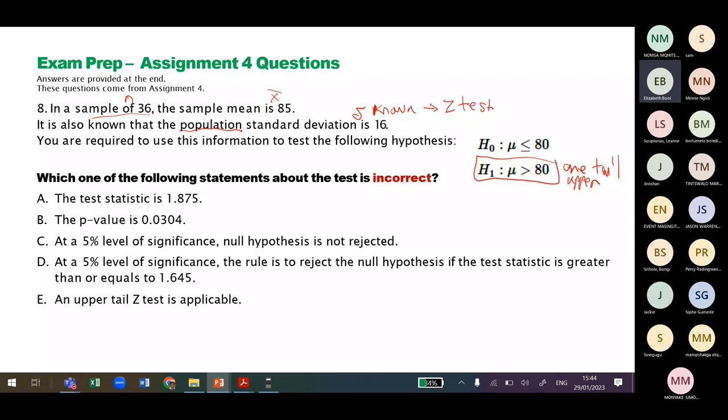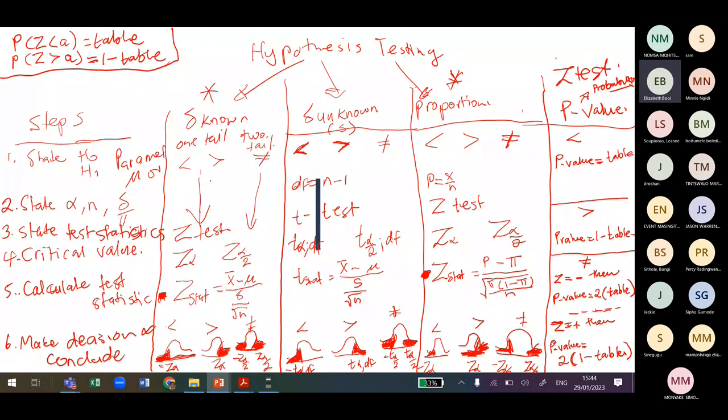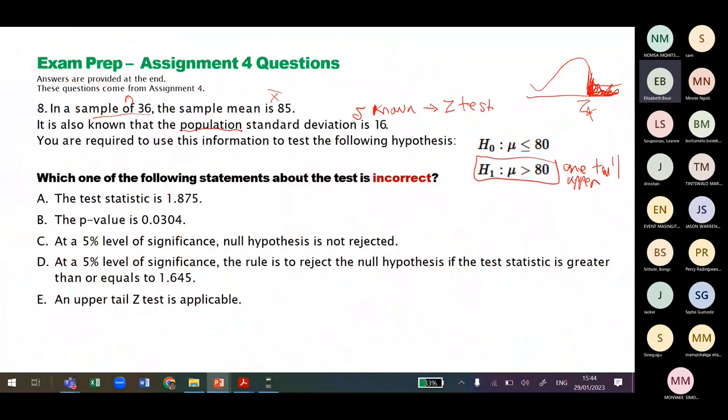Then in my mind, in terms of a decision, my region of rejection will be on this side, because I'm doing a Z alpha on the one side. So as you can see, I'm already thinking, before I start answering the question, about those six steps, including all the other additional information that I will require. It will make my life easier to answer the question and find out which one of the statements is incorrect. I'm assuming I'm going to be answering all six steps.